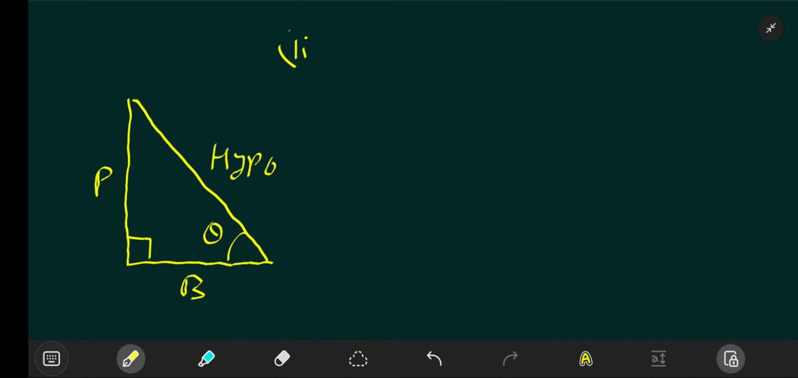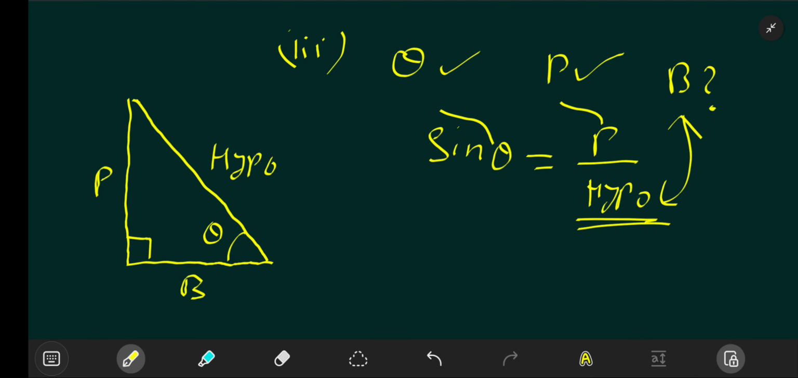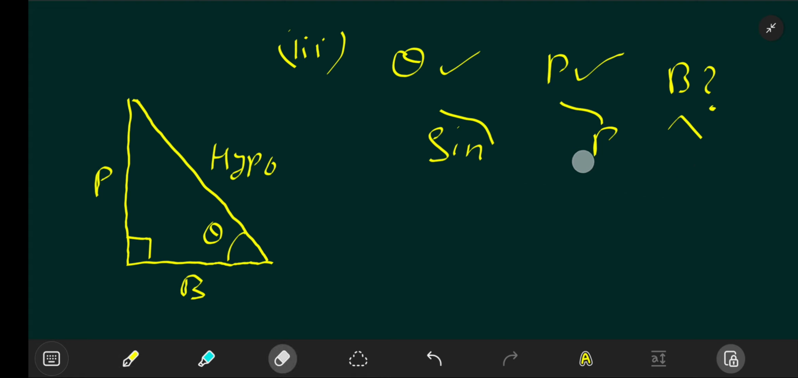Next, third condition. Theta is given, perpendicular side is given, base is asked. If we apply sin theta, that is equals to perpendicular side by hypotenuse, then theta is given, perpendicular side is given, but instead of base we have hypotenuse. So this is the wrong trigonometric function which we have selected by seeing the given information.